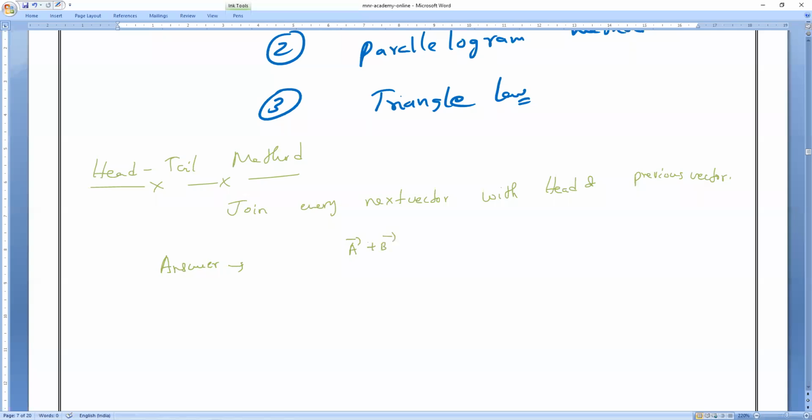So vector A plus vector B equals the resultant vector. The resultant is obtained by joining the tail of the first vector with the head of the last vector. Understand? Just now we have done the same thing. I have given you two vectors, so there are two steps: this is step one and this is step two.